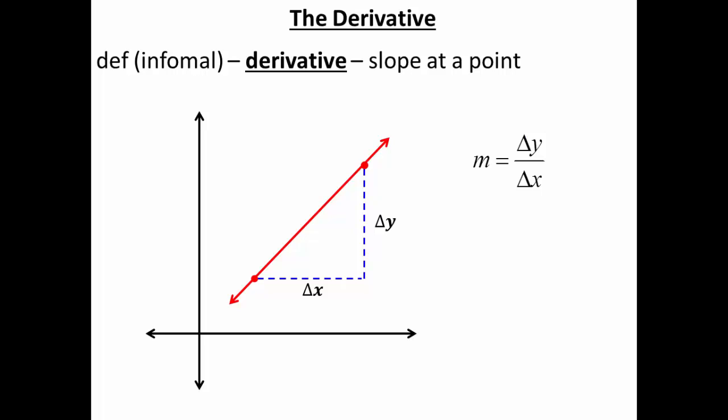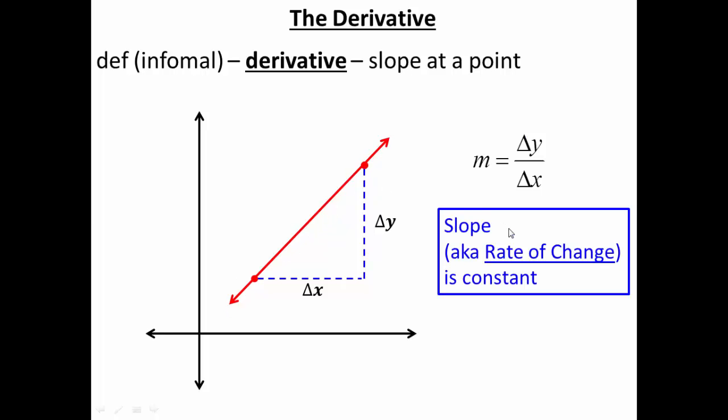Very easy to calculate the slope of a line because that slope remains constant throughout the entire line. If I'm measuring the slope down here, or over here, or over here, or across the entire line, slope is constant when we're dealing with lines.